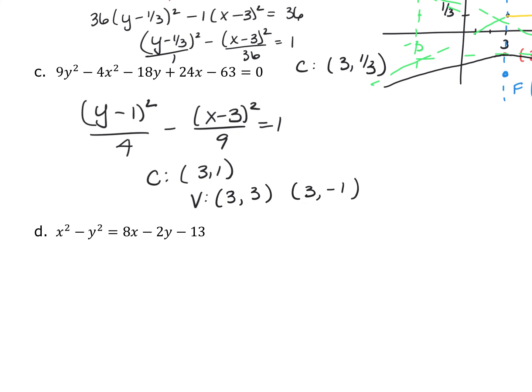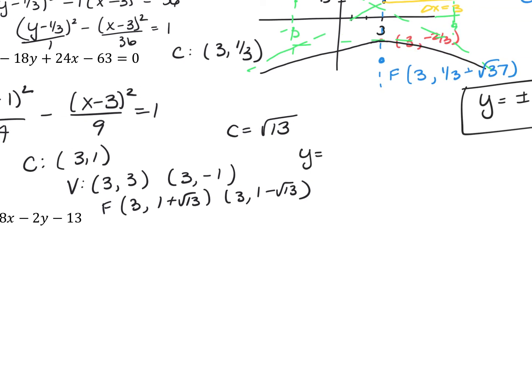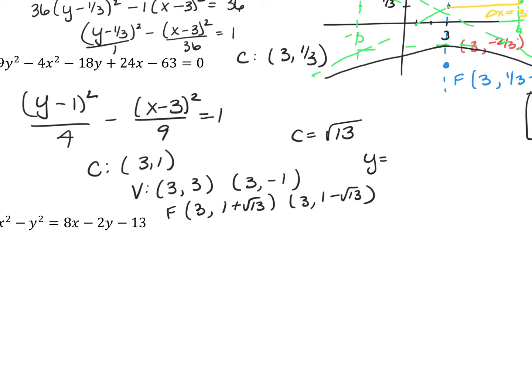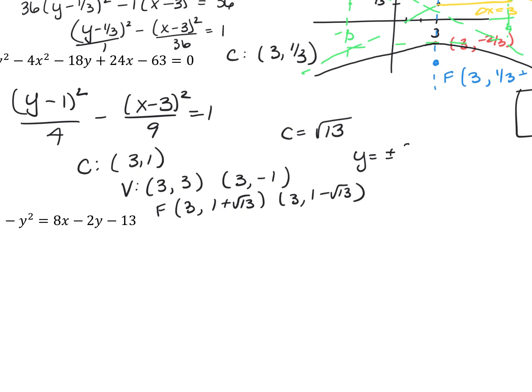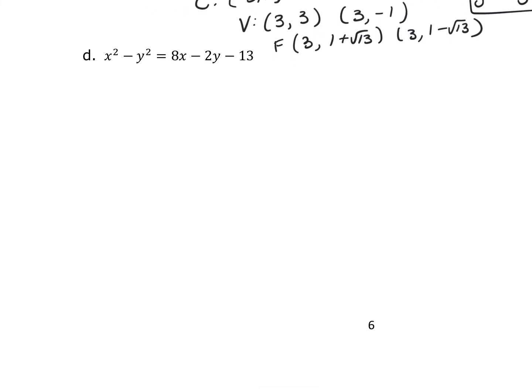Your c is going to be equal to the square root of 13. So your foci should be (3, 1 plus the square root of 13) and also (3, 1 minus the square root of 13). And then your asymptotes are y equals plus and minus 2/3 (x minus 3) minus 1. And so there are all of the parts, just the graph is missing, and hopefully you can do the graph.